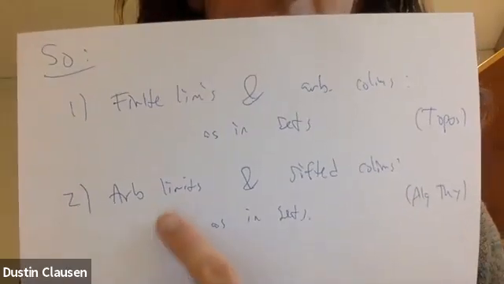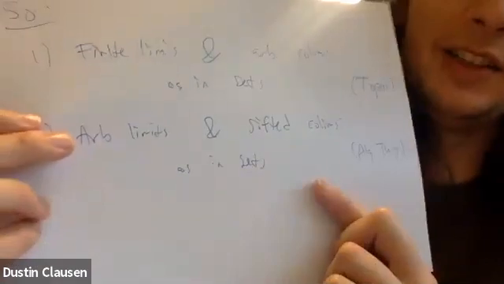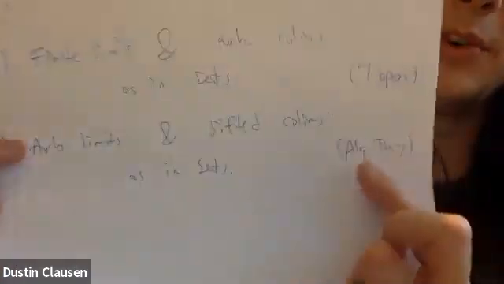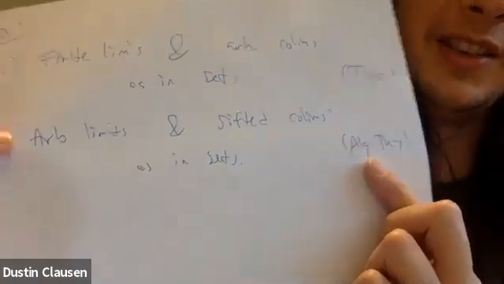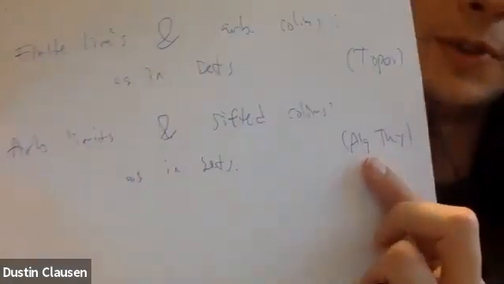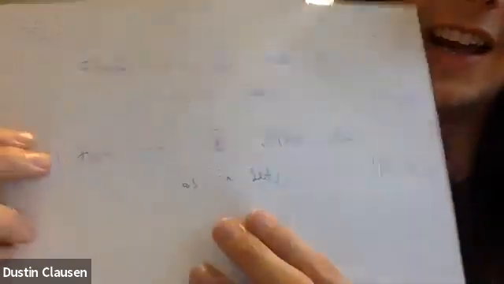This, sifted colimits and arbitrary limits interacting exactly as in sets, is very much not a general topos thing. This is more an algebraic theory thing. So this is satisfied in examples like groups, abelian groups, rings, whatever you like, stuff like that has this property. And that comes from these compact projective generators, which Peter talked about.